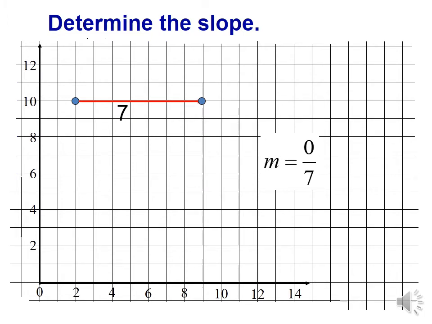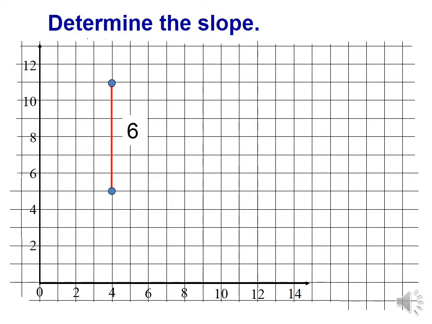Or as we said, the first point is (2, 10) and the second point is (9, 10). How do we find the slope using y2 minus y1 over x2 minus x1? It will be 10 minus 10, which is 0, over 9 minus 2, which is equal to 7.